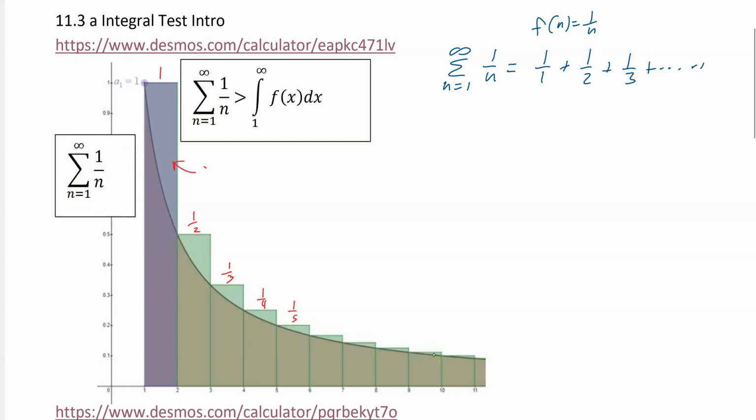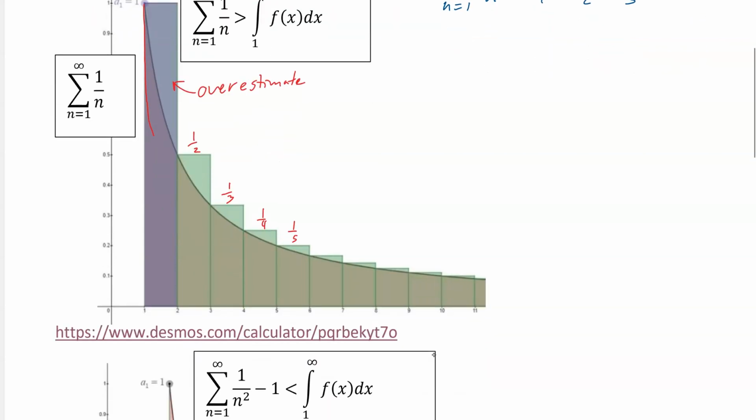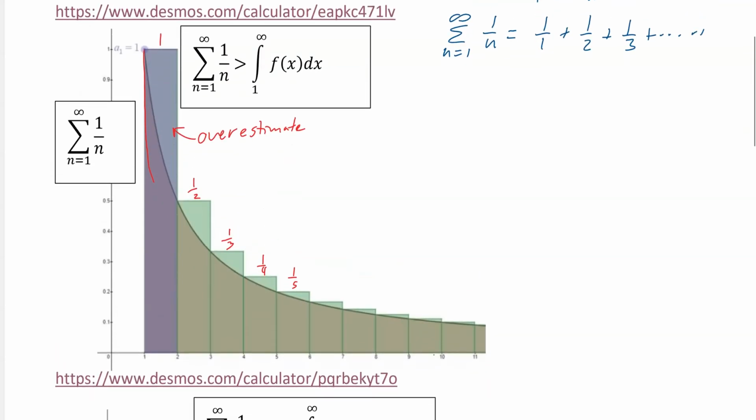And what we are doing is overestimating our integral right there. So that's our area that we would normally be finding with the integral, and you can see that those little pieces right here are more.